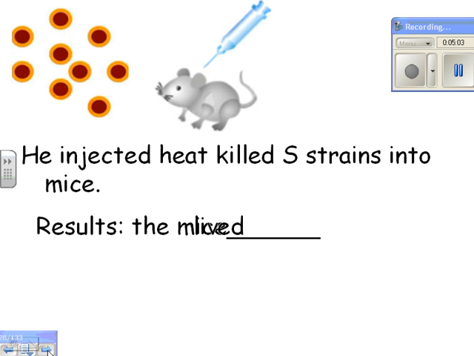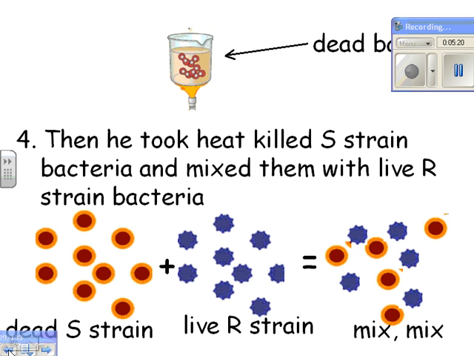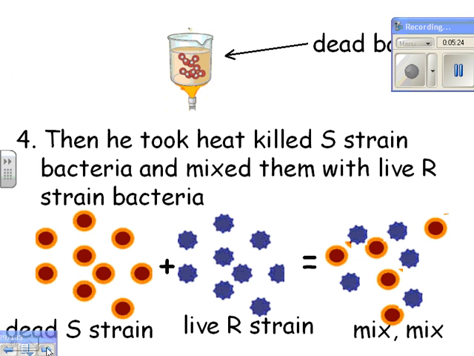And the mice lived. And then he looked at the blood of these mice and could not find any bacteria. So it turns out that if you kill the bacteria, understandably enough, the mouse lives. You can get dead bacteria injected into you. So this kind of makes sense because he was trying to make a vaccine. So that's what he was working on.